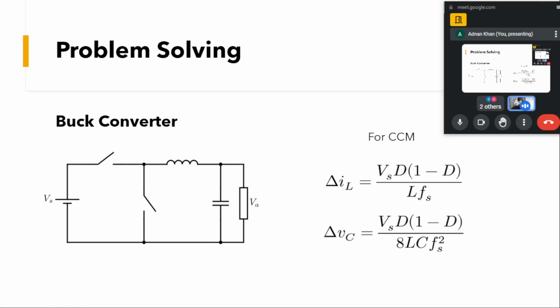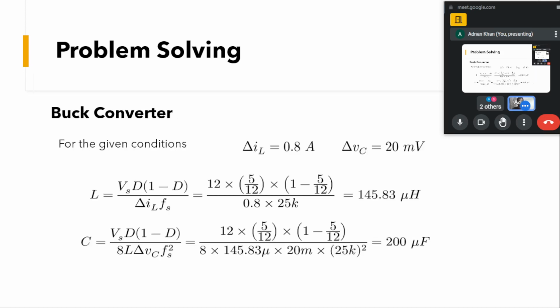You can see these equations in the week where this buck converter is being taught. Now what is given: the conditions are delta IL of 0.8 amps and delta Vc is given. So these two things are defined for us.